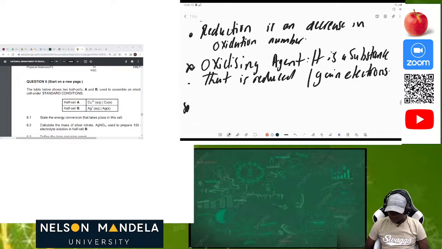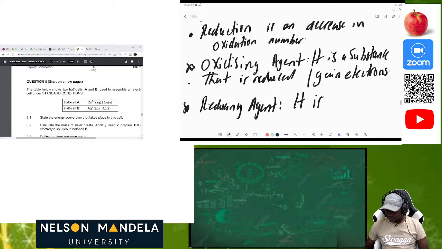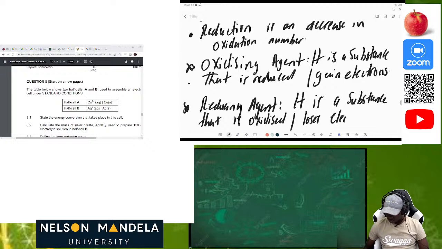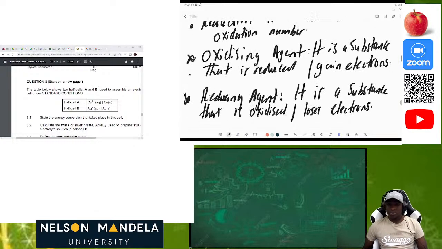Then what is a reducing agent? The reducing agent is now the opposite of an oxidizing agent. It is a substance that is oxidized, because the other one was reduced, or the one which loses electrons. Great. We're just looking at the terminology of the important things which you must know.